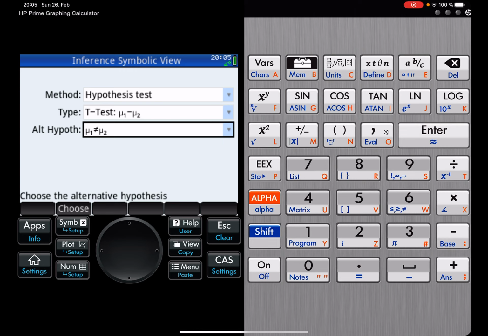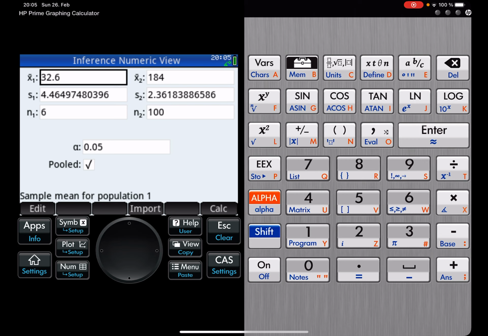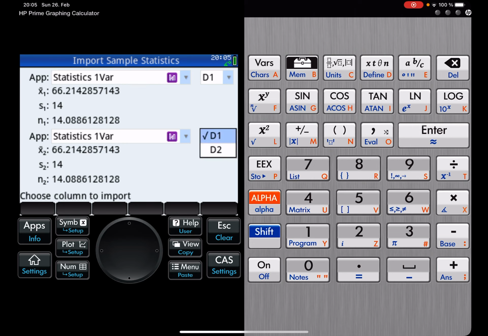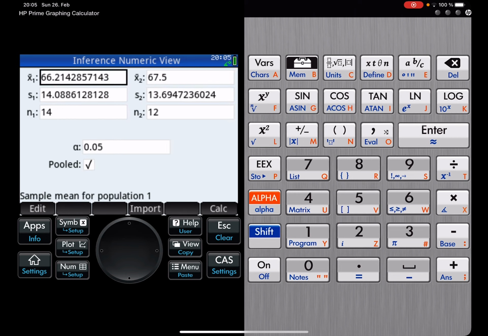Okay, I'm going to press the table button, and I'm going to import my data. So I'm going to import one variable, stats, column 1 and column 2. Obviously you don't want the same column twice, otherwise I've got the same data. And a nice quick thing to check here is I've got 14 pieces of data from the first group and 12 from the second. Okay, so that's all entered now.